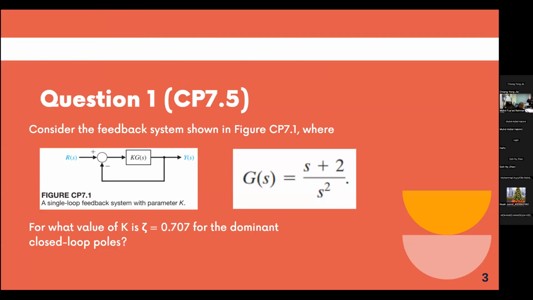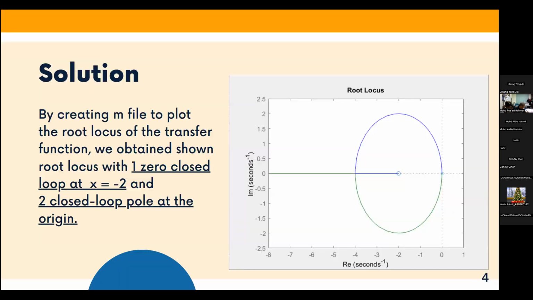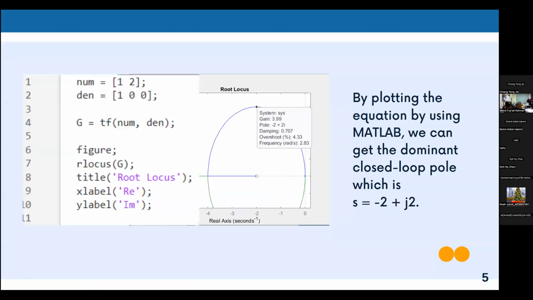Okay, so the first question, question 7.5. We are given G(s) = (s + 2) over s squared, and we need to find the gain K with damping ratio 0.707. Okay, so we plot the transfer function into MATLAB, and we will get this shape. Next.